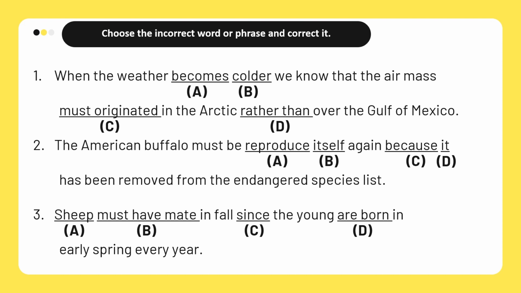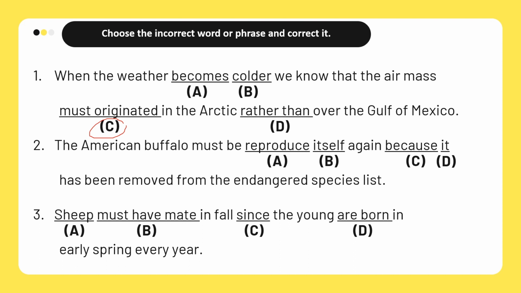When the weather becomes colder, we know that the air mass must originate in the Arctic rather than over the Gulf of Mexico. Here, we can see that this must originated, there is no way must can go together with past participle. So, definitely, this must be the incorrect option. But the question is, how can we fix this? How can we correct the sentence?